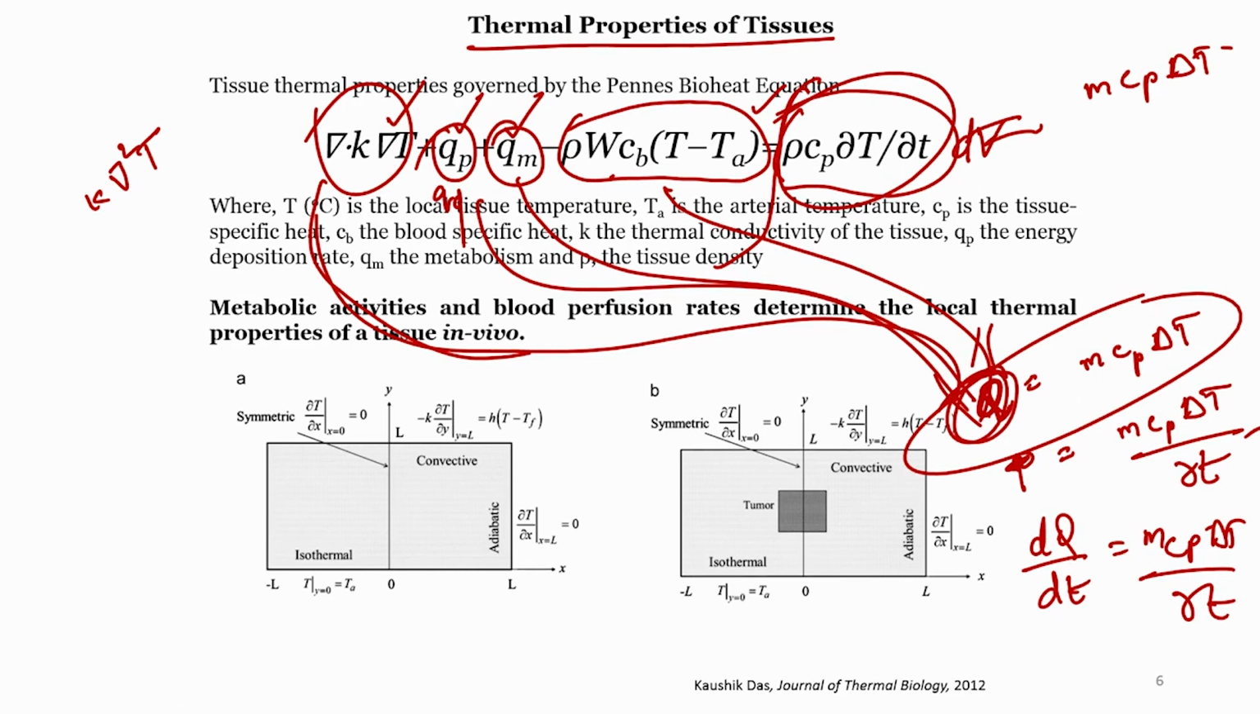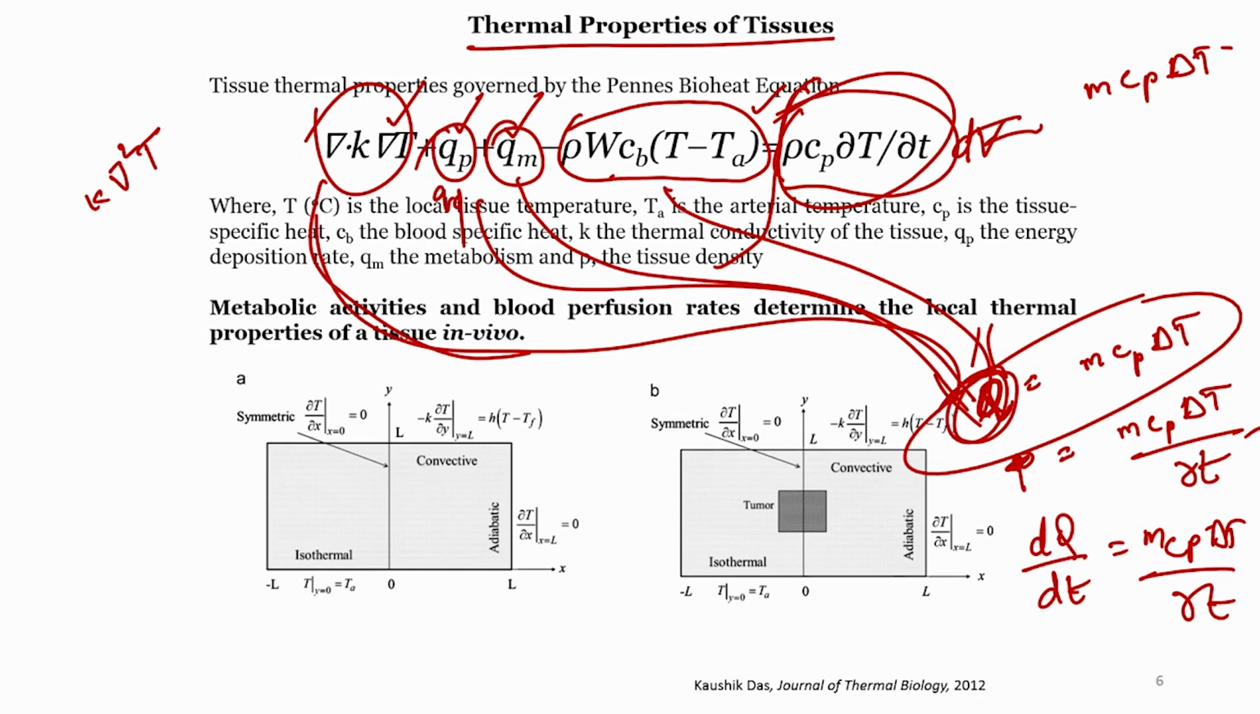You have to say Penne's bioheat equation is fundamentally the heat transfer equation only, which is Q equal to mCp dT, but the Q term there is contributed by multiple factors. There are a lot of things happening inside the biological tissue. It is not a non-living, inactive entity. A living tissue is a site of intense activity. So, there are a lot of things happening.